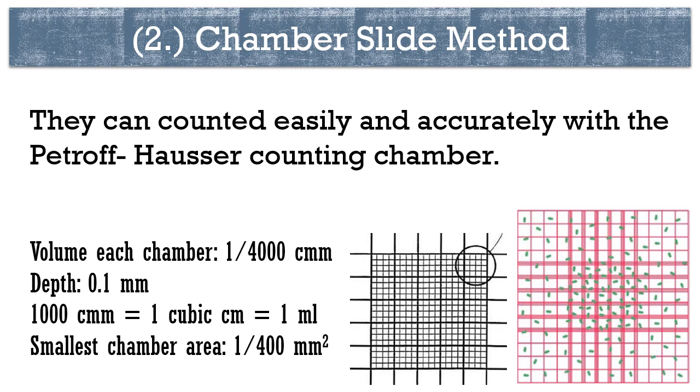Of the two types, the first is the Petroff chamber. See, this is a Petroff chamber. In that there are 25 parts, 5 horizontal and 5 vertical. Likewise, there are a total of 25 squares, and in each square there are 16 squares. So you can count organisms easily.